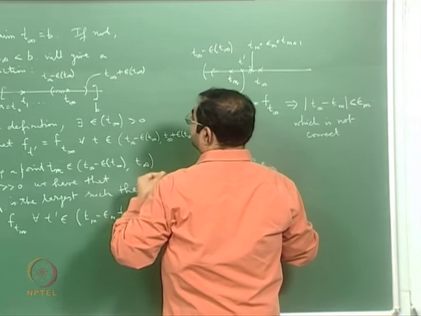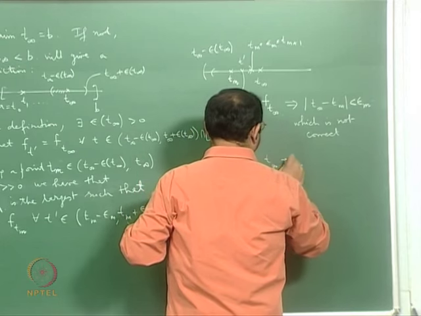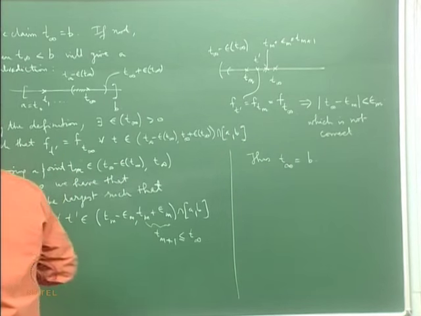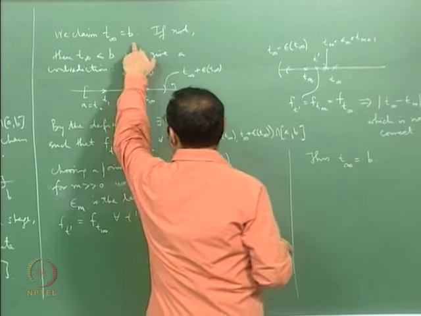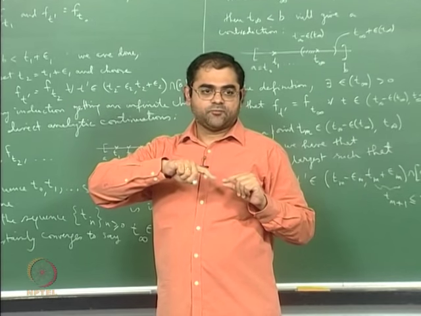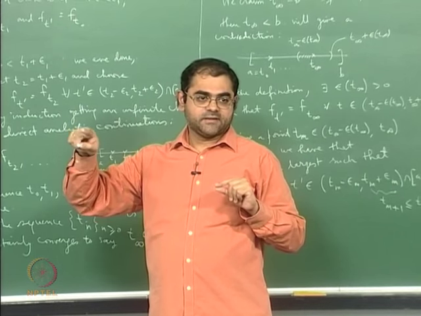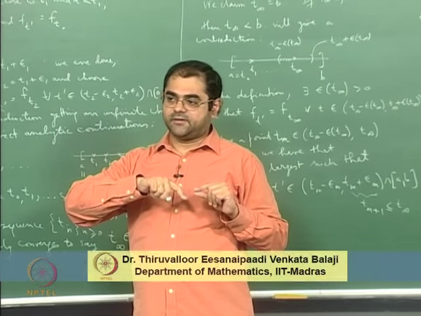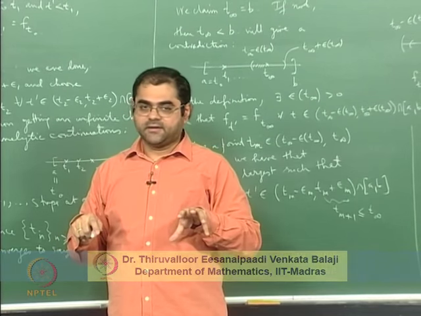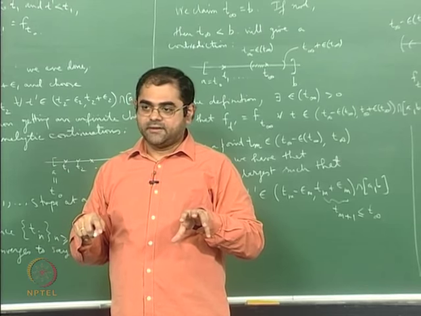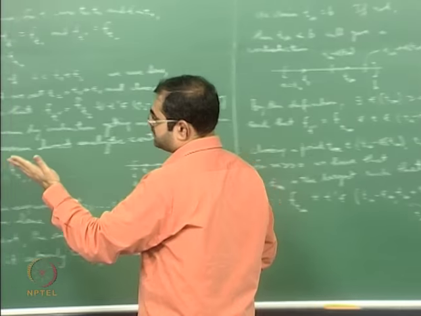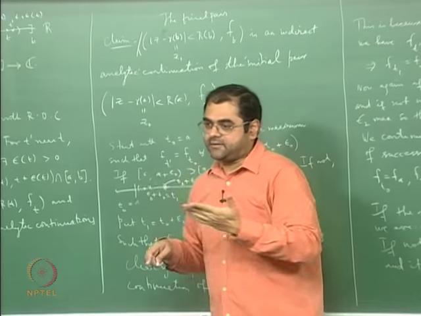Thus we end up with t_infinity actually equal to b. Since I know that t_infinity is b, I use the compactness of the arc to get finitely many points in the sequence with the corresponding disks of convergence covering the arc. And then it will follow that f_B is an analytic continuation of f_A.